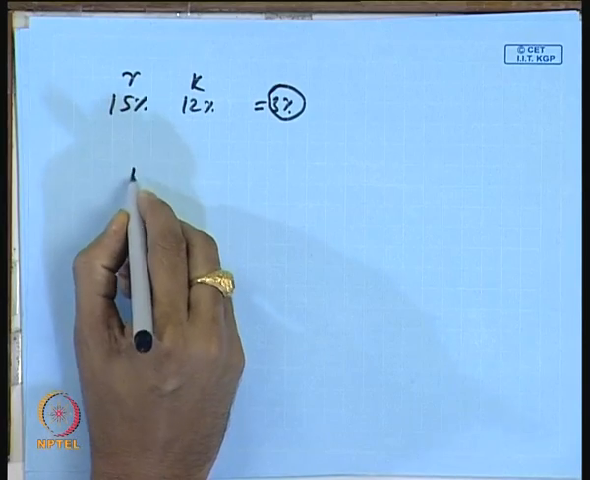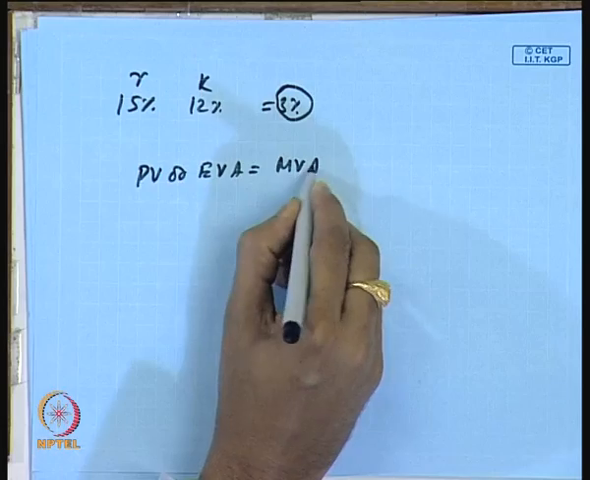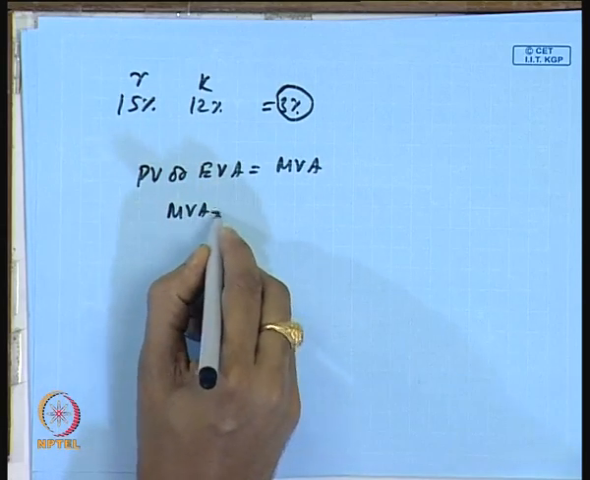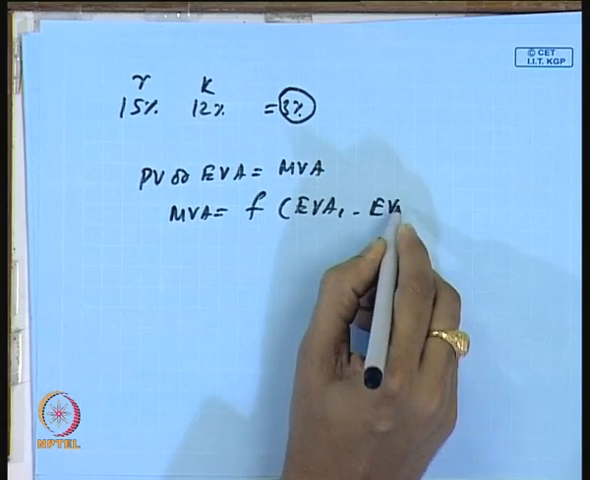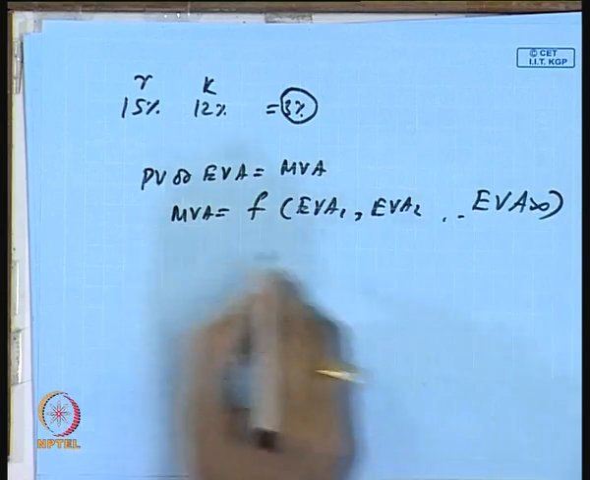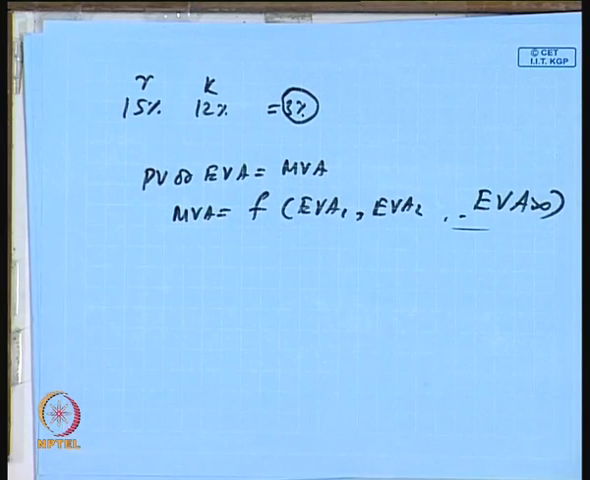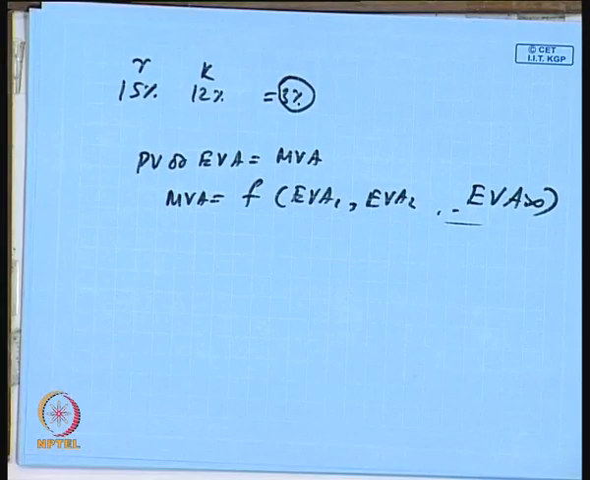And there is also another theory which says that the present value of EVA is equal to market value added. So, MVA is actually a function of EVA 1, EVA 2, and so on up to EVA infinity. That is another indication that future EVA is going to drive the MVA of a particular company today.